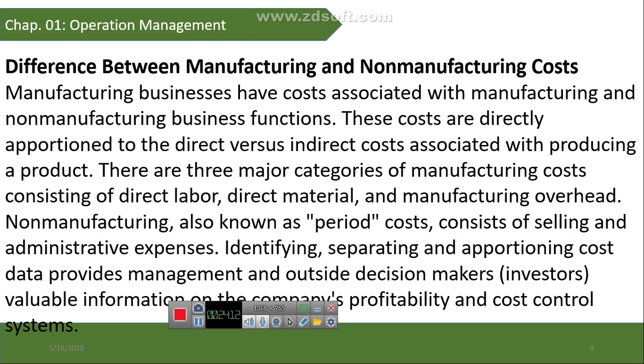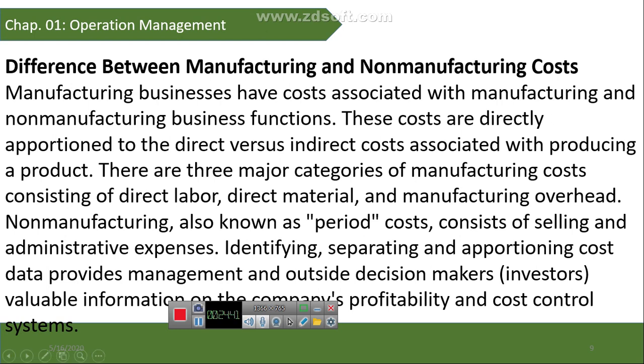There are three major categories of manufacturing costs, consisting of direct labor, direct material, and manufacturing overhead. Maybe you have studied this in cost accounting as well. So I will explain again the direct labor, direct material, and manufacturing overhead. Non-manufacturing is also known as a period cost, and consists of selling and administrative expenses.